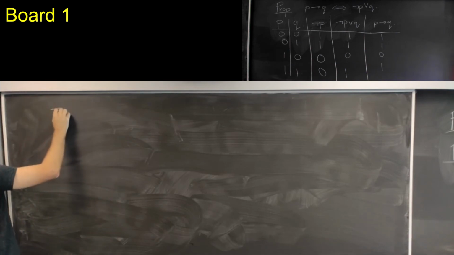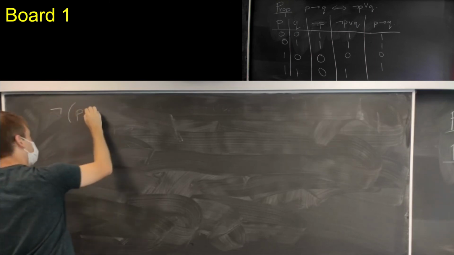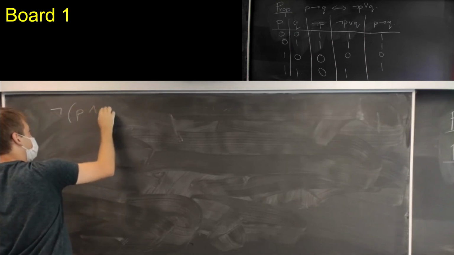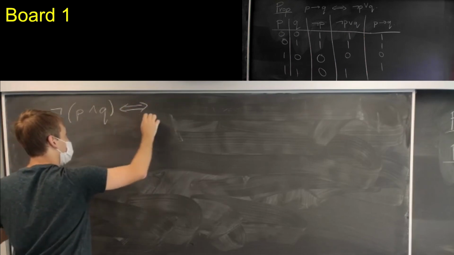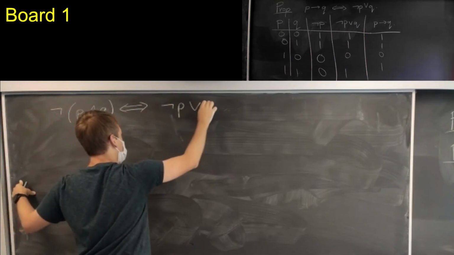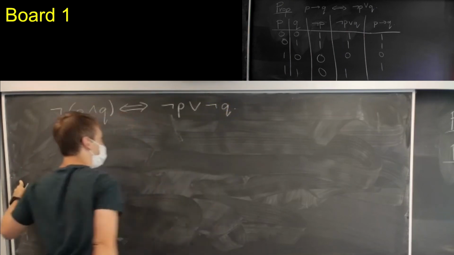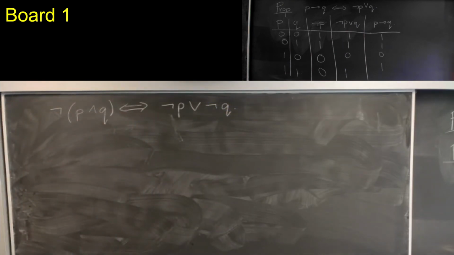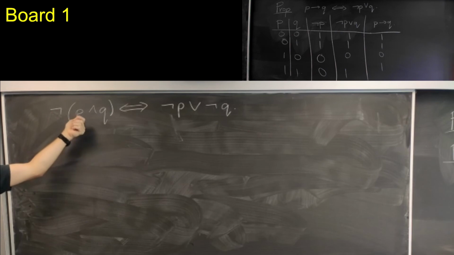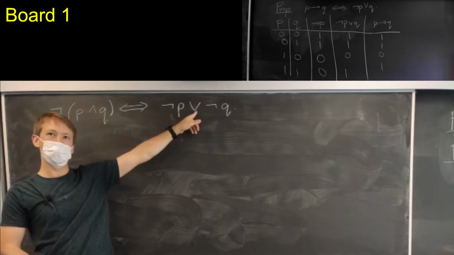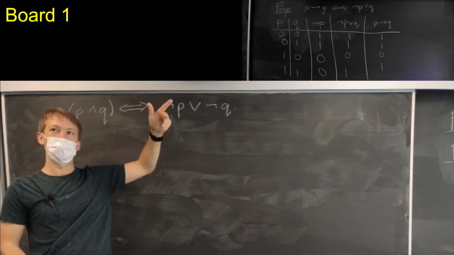So I claim that not (P and Q) is logically equivalent to not P or not Q. It's kind of like pulling a minus sign into an equation, except you pull in this negation, put it on the P and on the Q, but then it flips the and to an or, right?